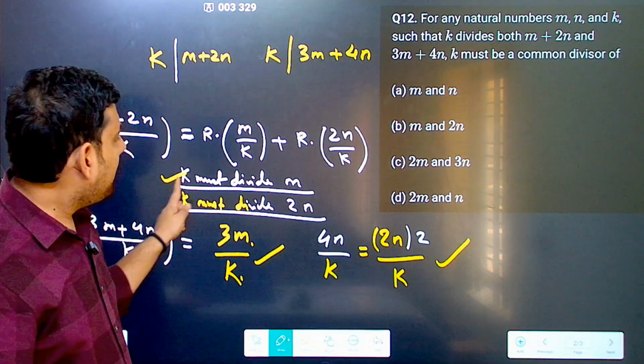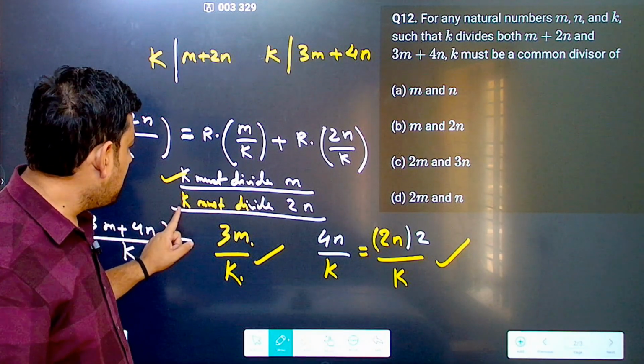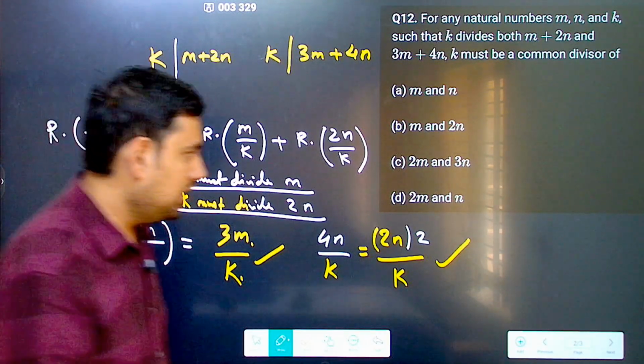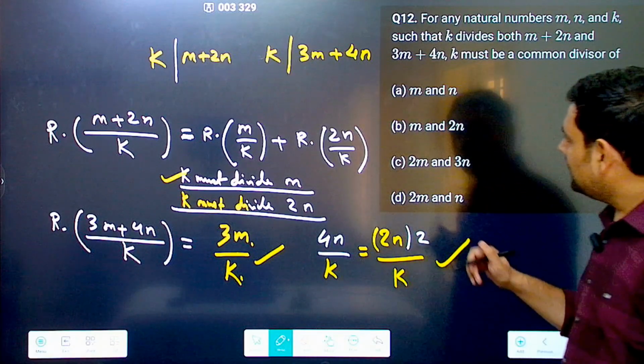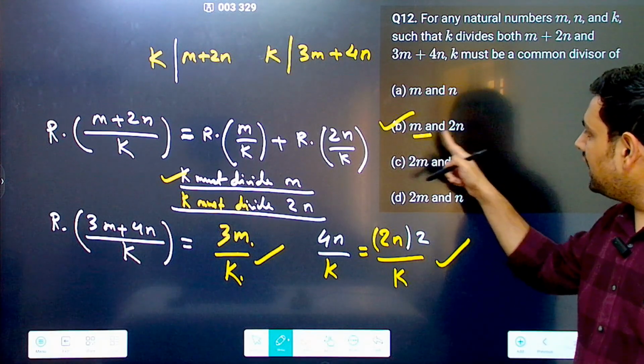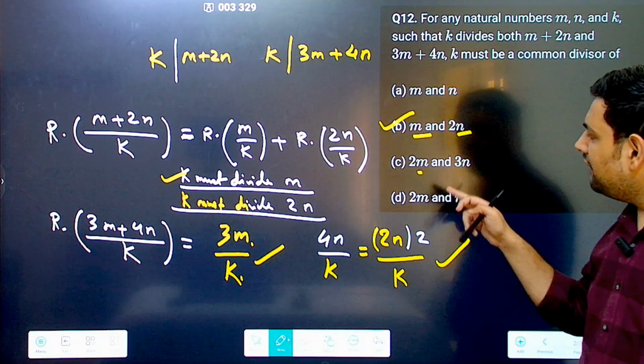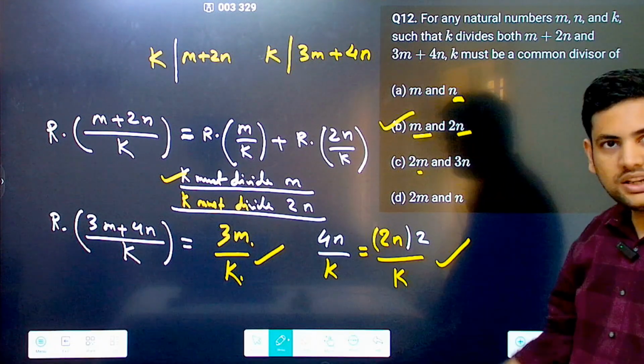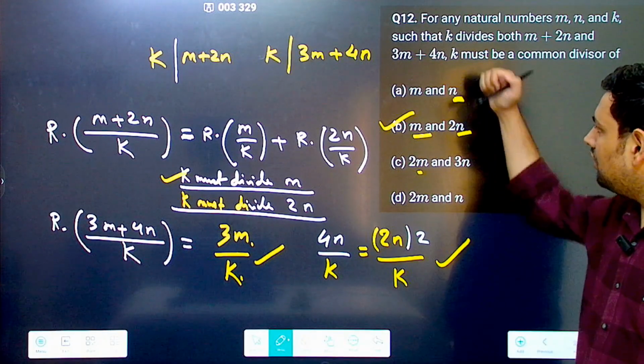Understood? So if I have ensured that k must divide m and k must divide 2n, then I have essentially ensured the conditions. So what is the answer? B. K must divide m and 2n. There is no need for dividing 2m, 3m, all these are not needed. Even divisibility by n is not required. This is what you got.